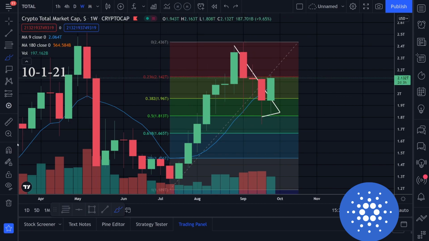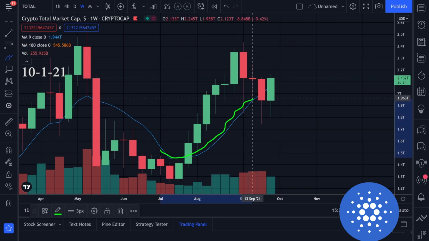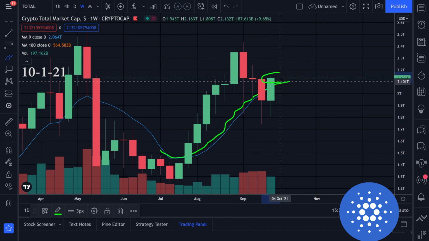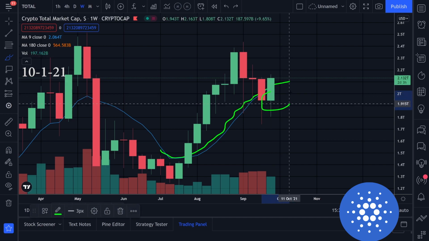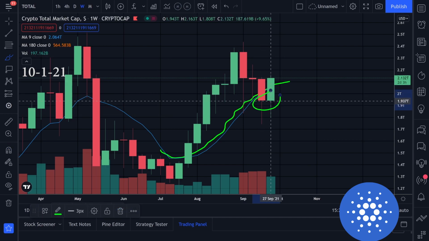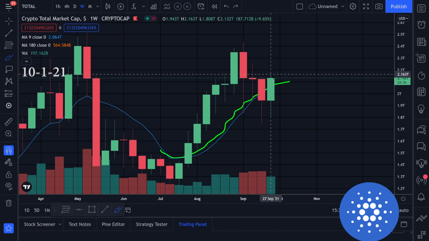Let me delete everything so you can see this a little better. We have the 9 moving average coming in right here. Right now the price or the market cap is above that 9 moving average, and we were below it. That was really scary being below it. I'm not gonna lie, I was kind of worried about that. Right now we're above it. This is looking good. We want to stay above this 9 moving average.